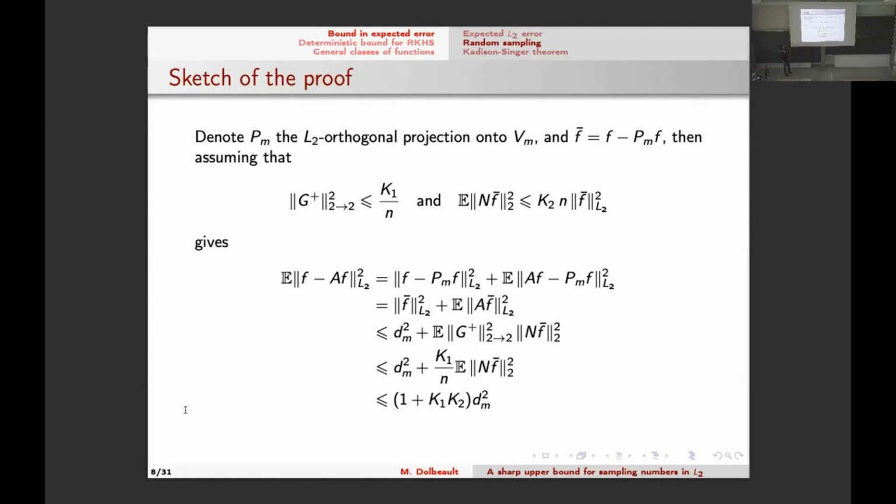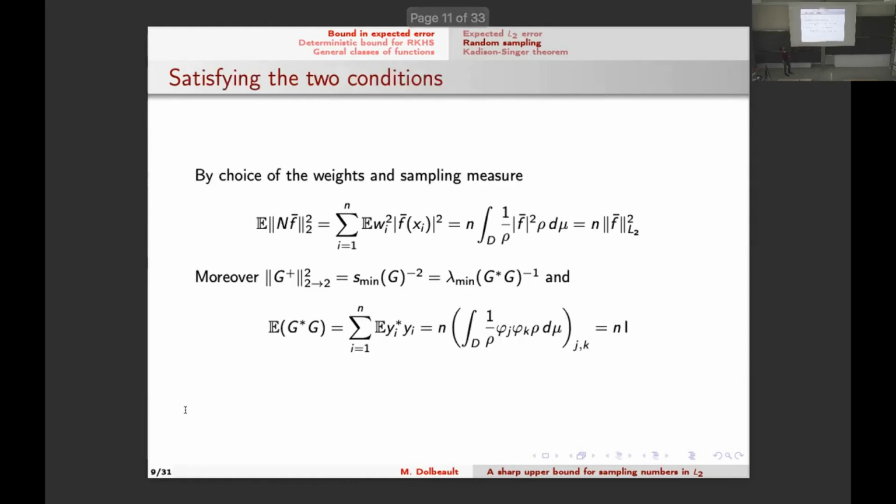I still need these two conditions. So here comes the choice of the weights and the measure. For the second condition, we start with that one. Well, if I take the expectation of the discrete norm, I fall back on the continuous norm, which is perfect, exactly what I want with the constant one. Now for the Gram matrix, what I need is the smallest eigenvalue of the Gram matrix to be bounded below.